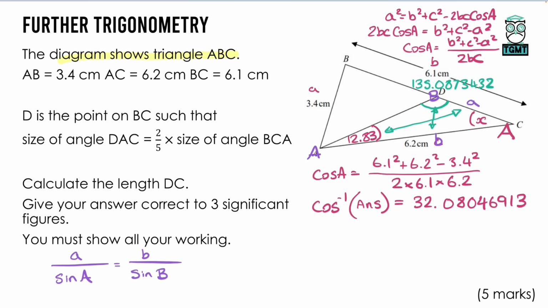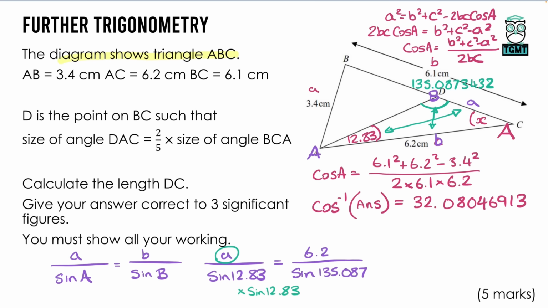So I want to put the pieces in place. So I have A, which we don't know, over sine 12.83 is equal to B, which we have 6.2 over sine, and then we have that 135.087. And I'll keep that to 3 decimal places in my working out so it doesn't get too messy. Now I only have one step of rearrangement to get A on its own, and that's to multiply this sine 12.83 over to the other side, and that'll just go up here onto the numerator. I'll have sine 12.83. So I just want to rewrite that nice and neat, as that's going to be my final step of working out.